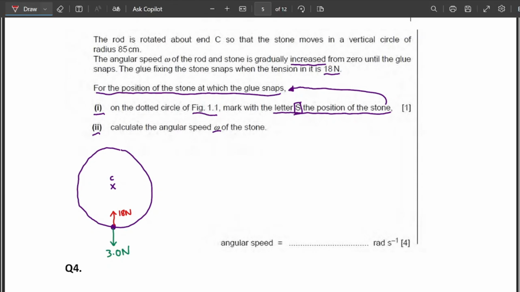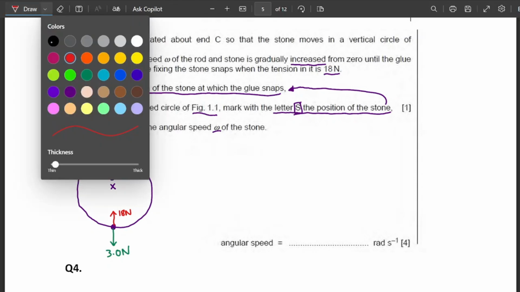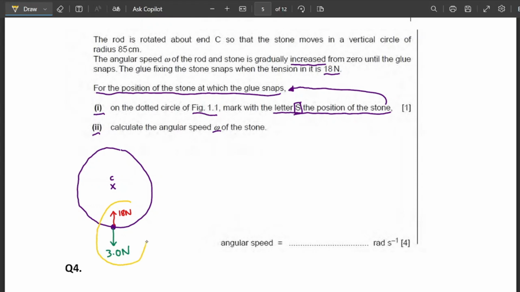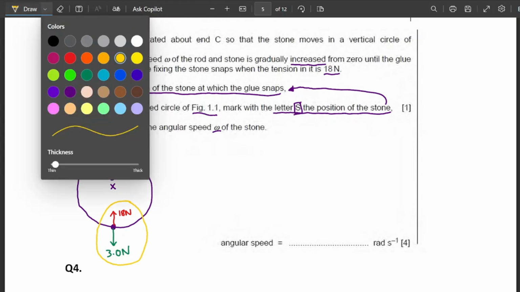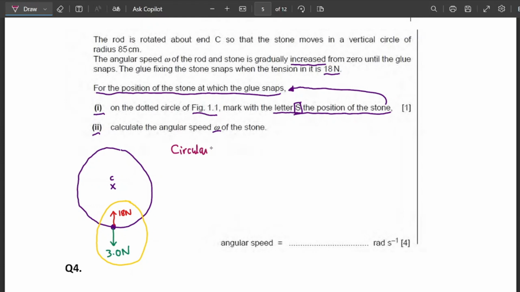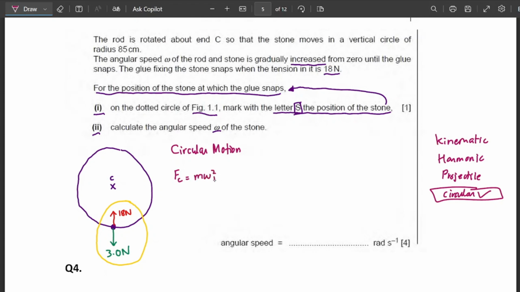Now, we need to calculate the angular speed of the stone. And this over here is the setting that we have. Now, how do we do this? Well, you clearly know that the stone is moving in a circular motion. So if you want to find omega, of course you're going to use the equations for circular motion, because you're not going to use the kinematic equations, or the harmonic equations, or the projectile motion equations. It's clearly a circular motion, so you need the circular equations, and you want to find omega. So how can you find omega? What's the equation that allows you to find omega? Well, that's basically Fc, centripetal force, equals m omega squared r. That's the equation in circular motion that allows you to find your omega.